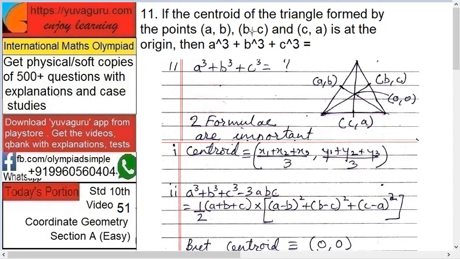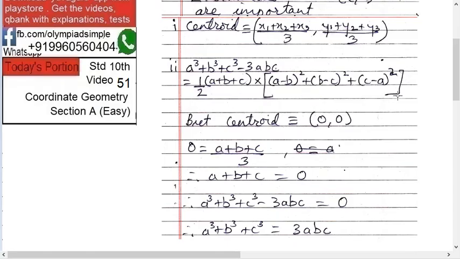So two formulae are important over here. Which one? Centroid formula. Centroid is what? X1 plus X2 plus X3 upon 3, comma Y1 plus Y2 plus Y3 upon 3. That is 1. And second is A cube plus B cube plus C cube minus 3ABC equals to 1 upon 2 into A plus B plus C into A minus B the whole square plus B minus C the whole square plus C minus A the whole square. This formula is difficult, but you will have to learn.